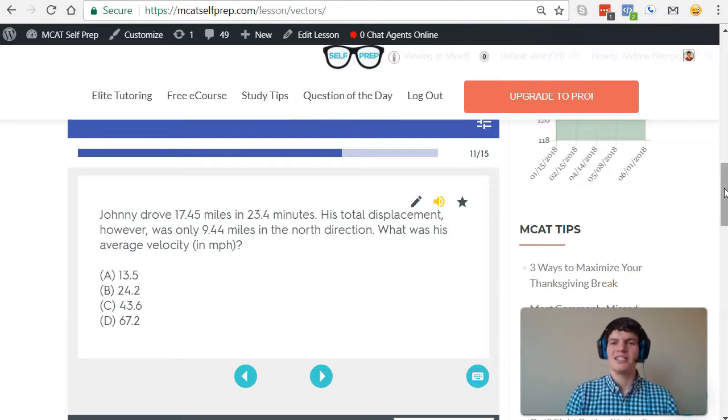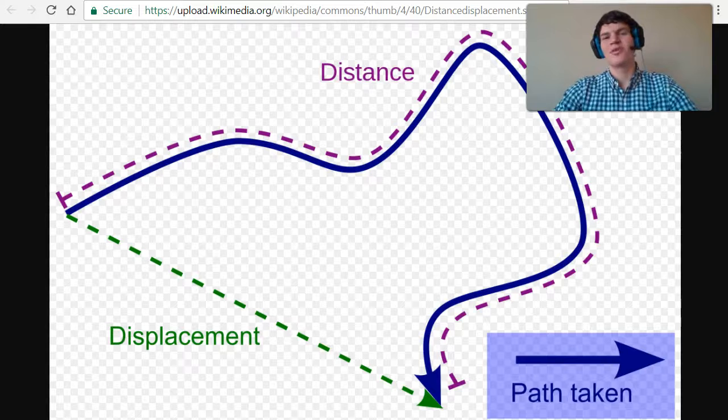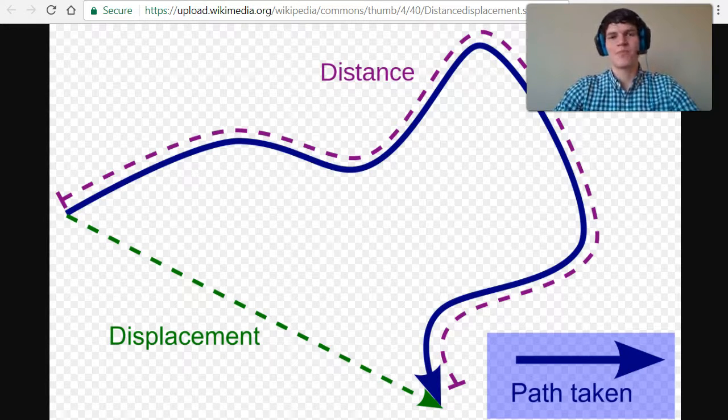Be sure to hit pause and try this practice problem for yourself before watching my explanation. In order to approach this practice question, we first need to understand the difference between distance and displacement. Distance is considered to be the actual path taken, whereas displacement is the distance between the starting position and the ending position. For instance, in this practice problem, Johnny is in his car and he's driving along.